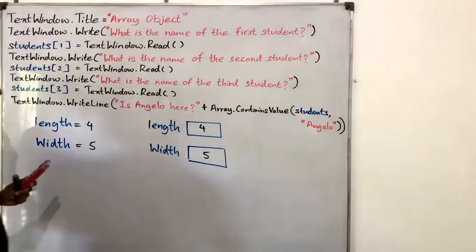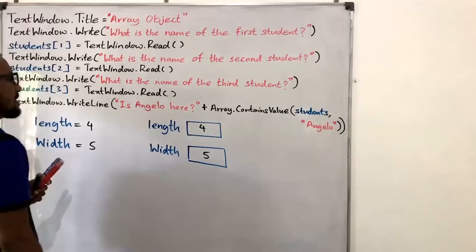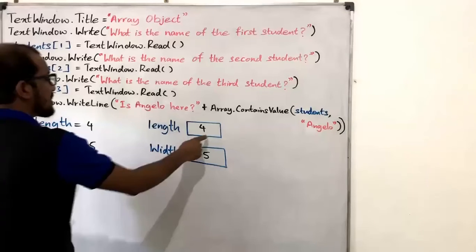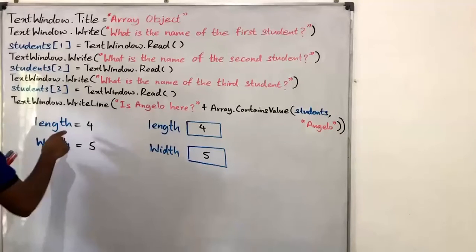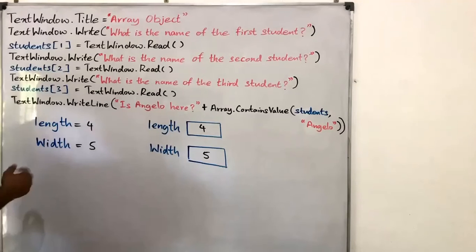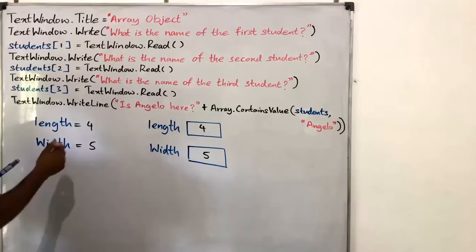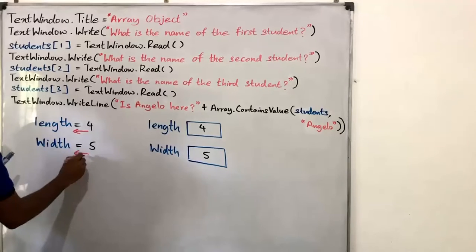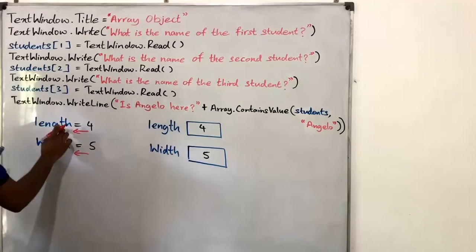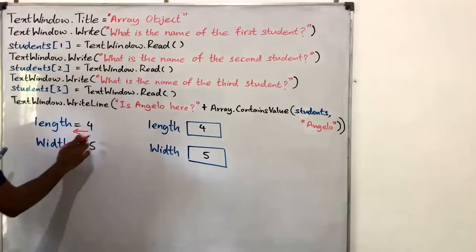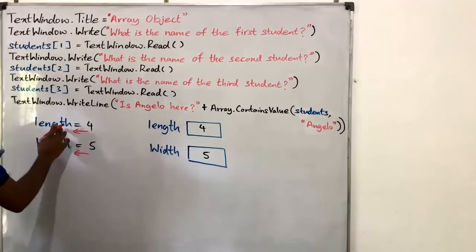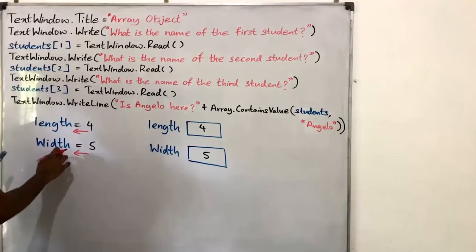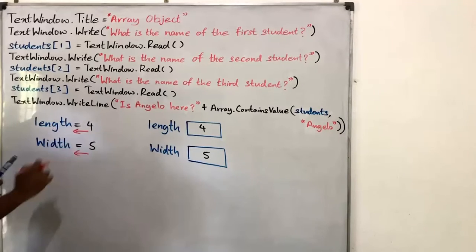Now let's imagine we want to change. Wait, first, what is the effect of this equal sign? Equal sign means assigning the value, or giving the value to the variable. So 4 is given to the variable length, and 5 is given to the variable width. That is done by this equal sign.